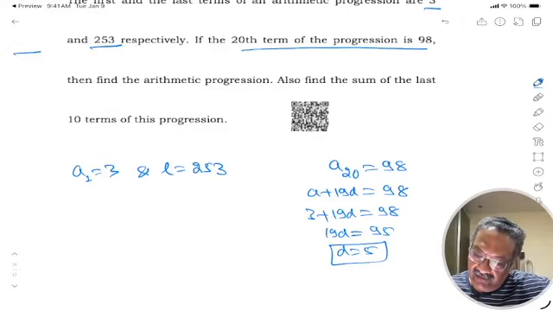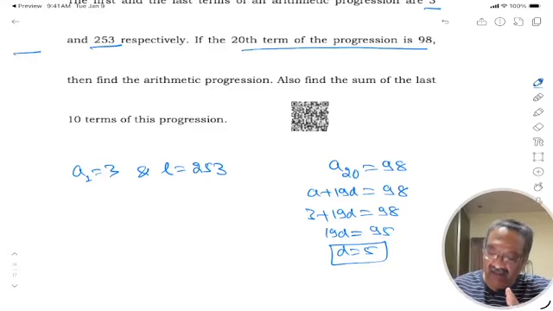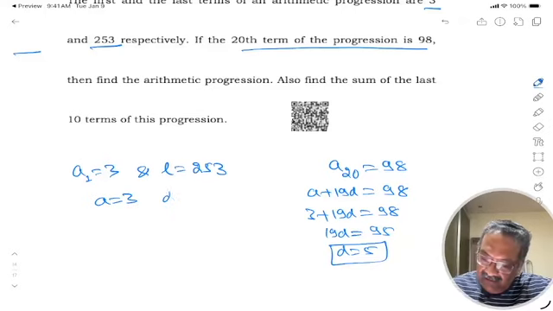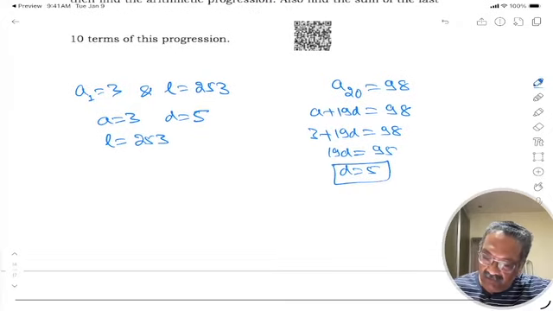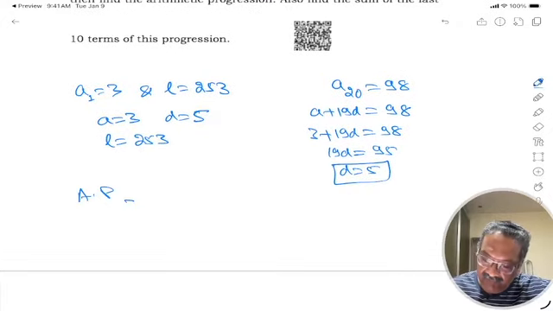Alright. So find the sum of the last 10 terms. From the end we have to find the last 10 terms. Before that, we know A, we know D. A is 3 and D is 5. Last term L is 253. So what happens now? What is the AP? AP will be 3, 5 plus 3 is 8, 8 plus 3 is 11 and so on till 253.